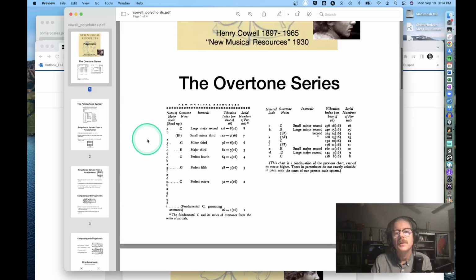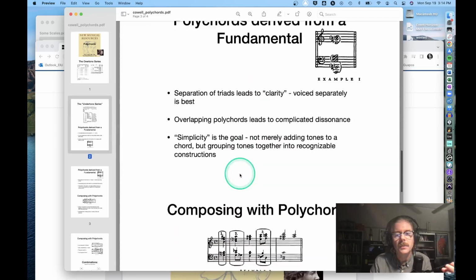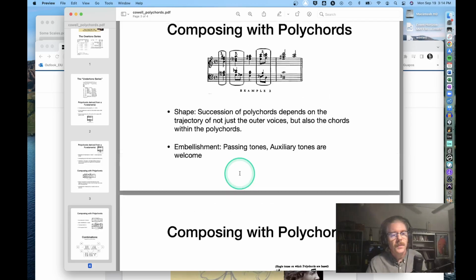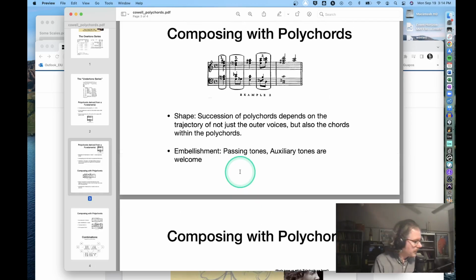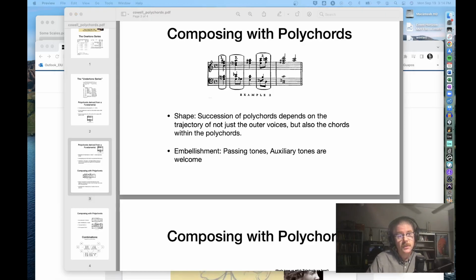This type of typeface also doesn't help. It's from an older publication, but in general, the Overtone series, of course, especially if you're a brass player or familiar with the strings, provides a lot in terms of a model for not only chord voicing and tonality, but it also helps to decide what is dissonant and consonant in some ways.